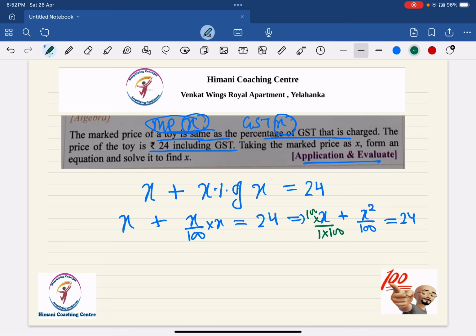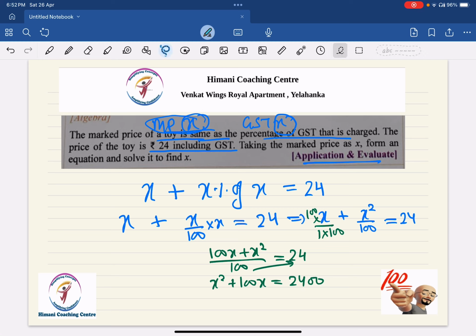So this also gets multiplied. So we get 100x plus x square over 100, which is equal to 24. So this 24 goes here. So I can write it as x square plus 100x is equal to 2400.